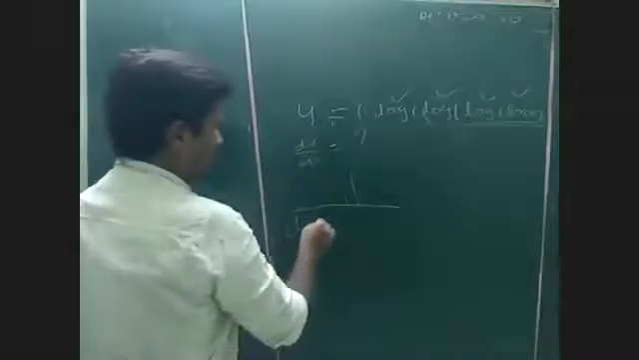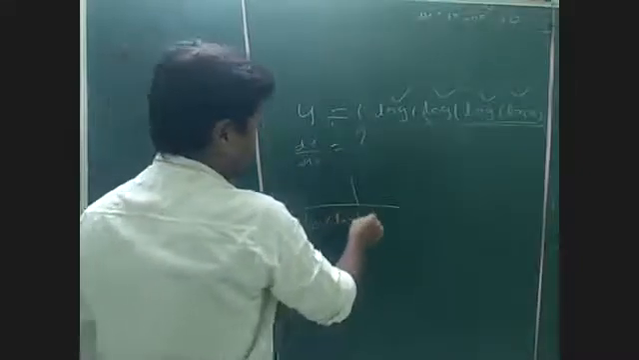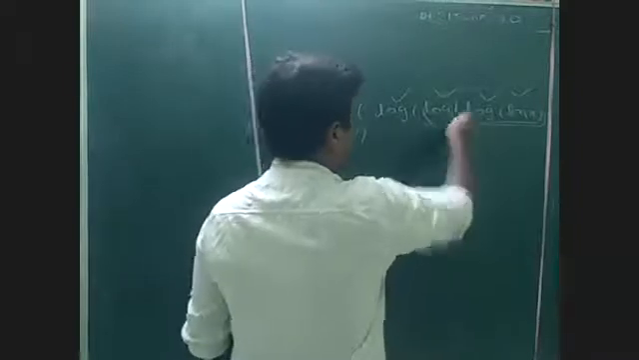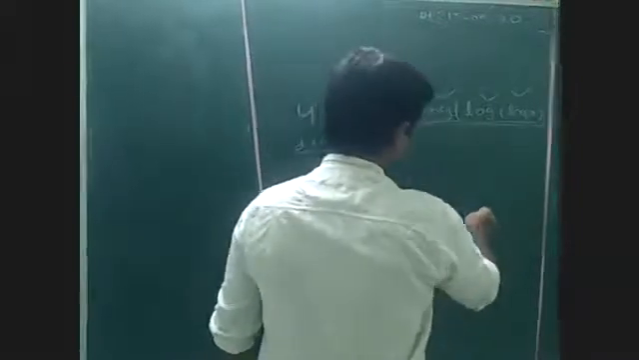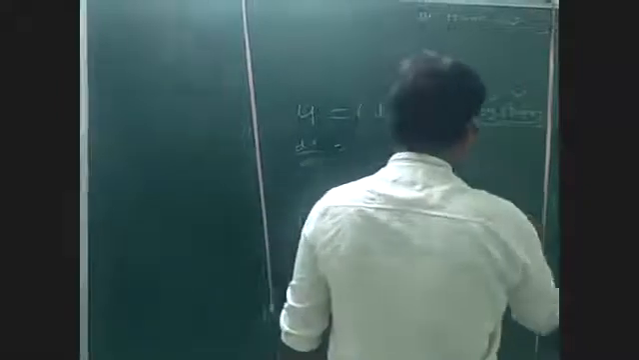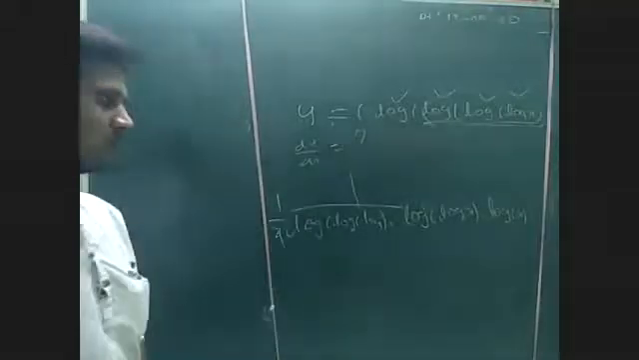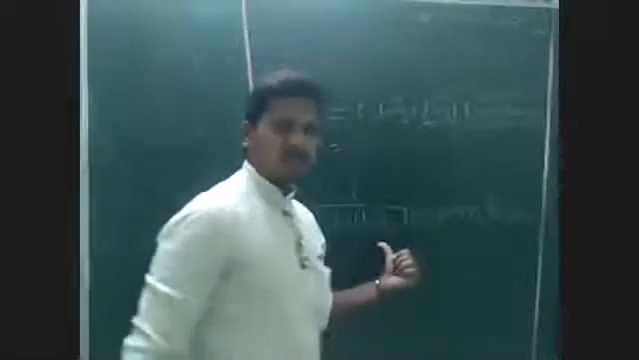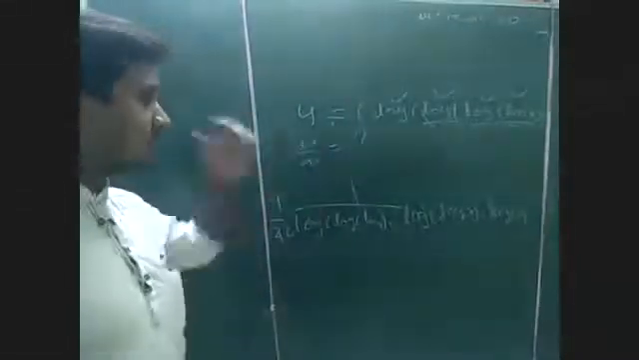So here the answer becomes 1 by log of the first value, log x, into again the derivative of log of x, again log x, into 1 by x. This is the answer we will get. First 3 logs, then 2, then 1, into the log x derivative, which is 1 by x. Like this we can do it logically.